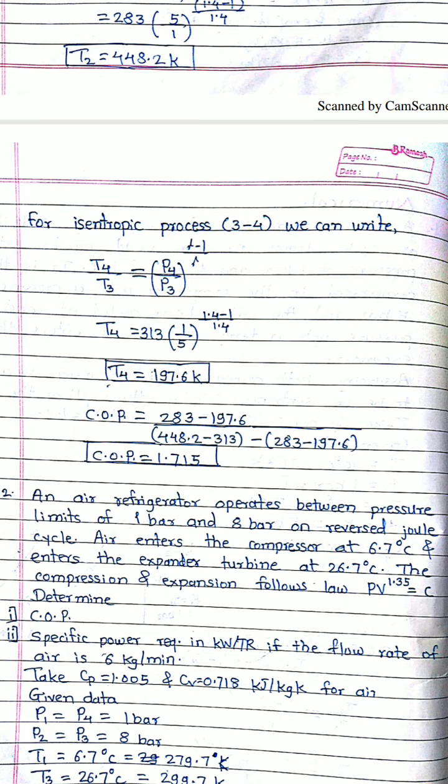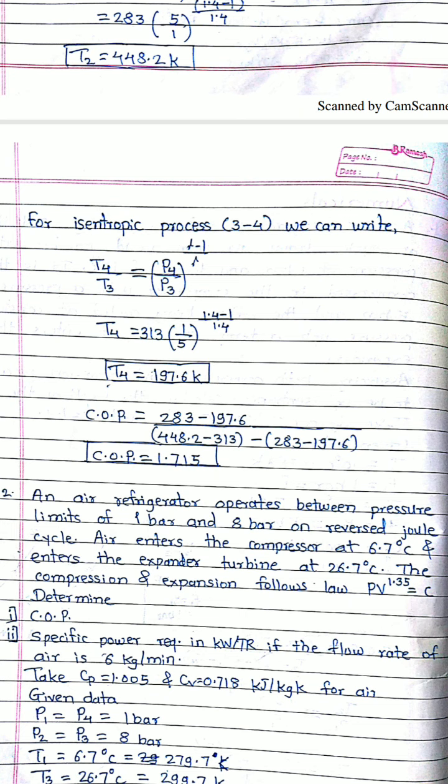Take second numerical. In the last class we discussed one numerical based on the Bell-Coleman cycle. Now next we will discuss a few more numericals on the Bell-Coleman cycle.